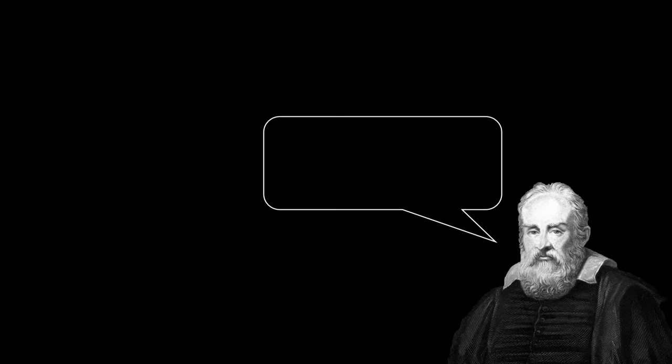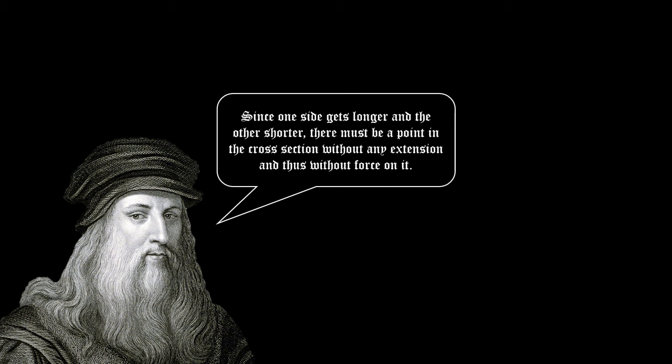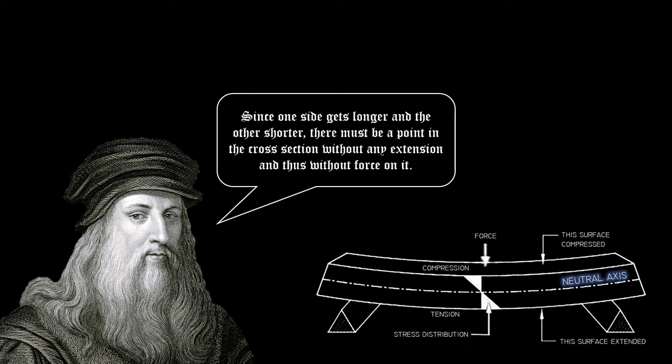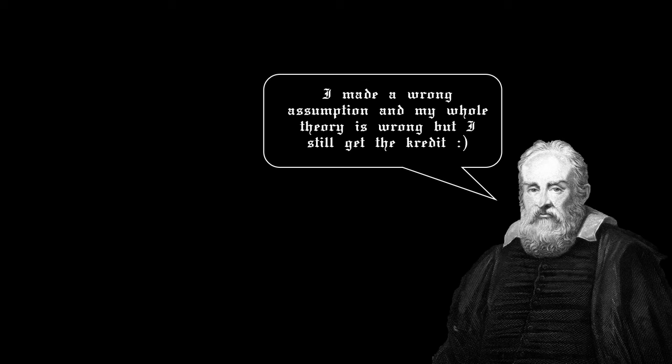Textbooks often credit Galileo's analytical attempt as the beginning of beam theory, but it was Leonardo da Vinci who first posed the idea that in a bending beam, some part of it always remains the same length, and thus experiences no stress. This is the first time the neutral axis was described. Galileo, about 100 years later, added to da Vinci's work by proposing a way to calculate the stresses in the beam. Galileo's theory was wrong, though, because he made the wrong assumption in the stress distribution.